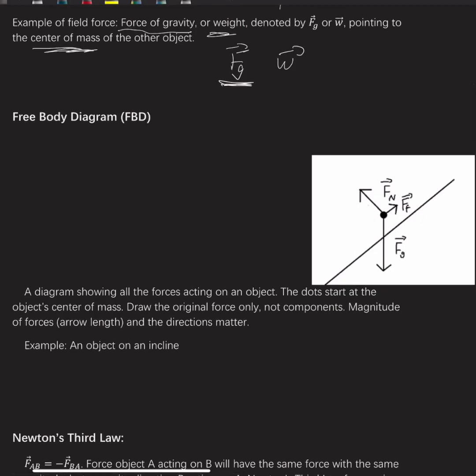And the next concept is the free body diagram. It's a diagram that shows all the forces acting on the object. The dot starts at the center of mass, and they usually give you a point and let you draw the forces. And draw the origin of the force only, not the components. The magnitude and the direction of the force matter. So if the force is pointing to the right, then you have to draw it like this. And the magnitude matters, which means that this is force 1 and this is force 2, so the magnitude of force 1 is greater than the magnitude of force 2.